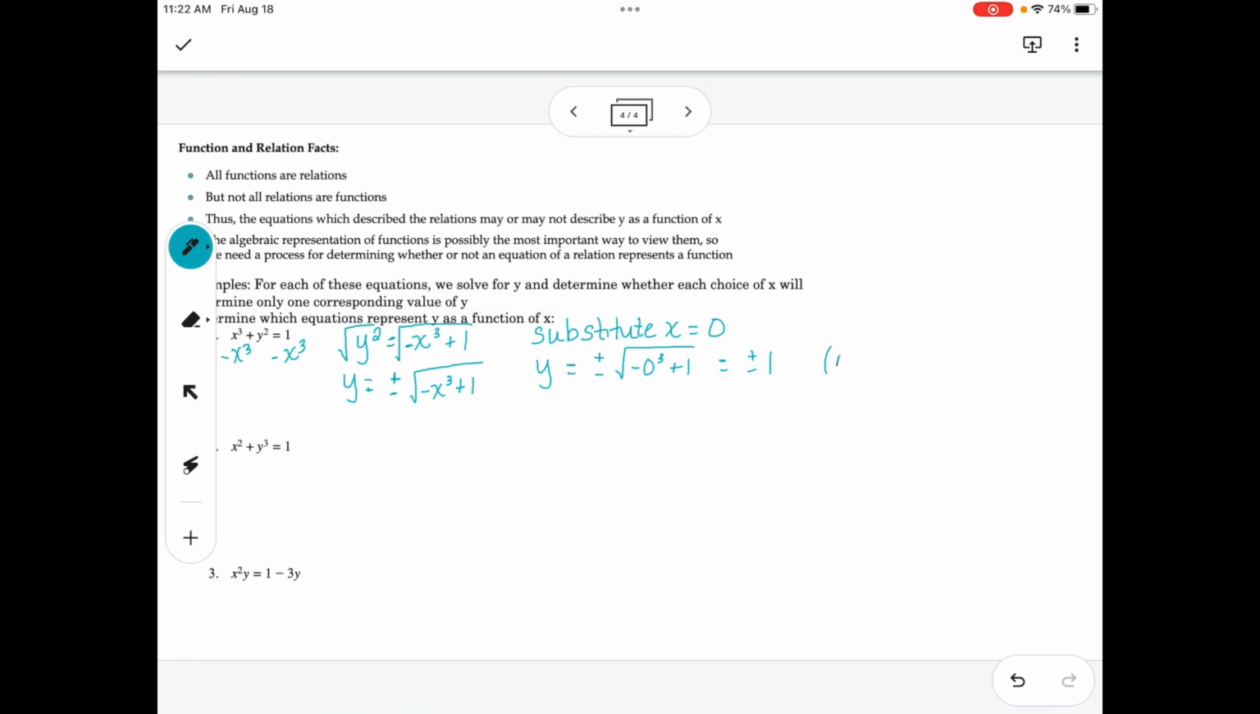So I'll have plus or minus 1 when I take the square root of it. This tells me that 0 goes to positive 1 when I substitute in, and 0 goes to negative 1. Well, this means that it's not a function, right? Because 0 cannot go to two separate locations. Each x value needs to have only one y value paired with it. Thus, this is not a function.